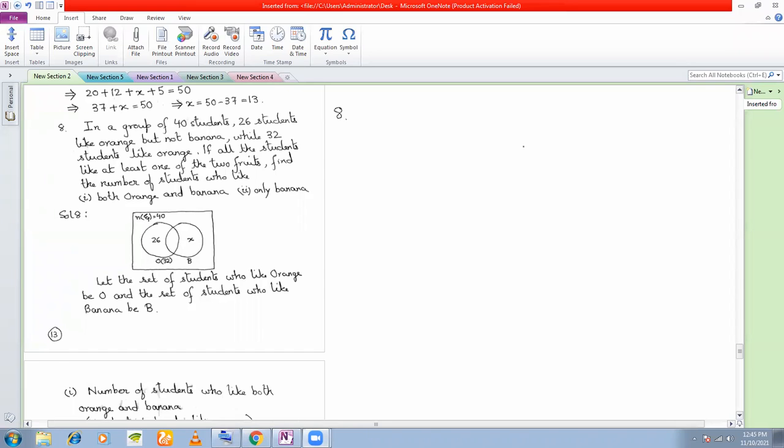If all the students like at least one of the two fruits, that means all those 40 students like at least banana or orange. There is no one who does not like both the fruits. Okay, find the number of students who like both orange and banana, and the second question is only banana. So let's draw the Venn diagram for this.